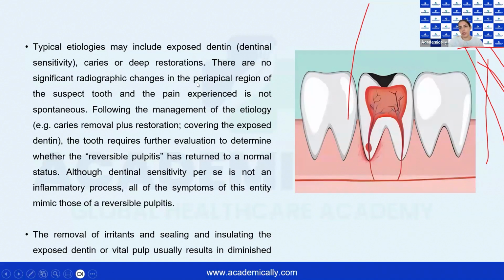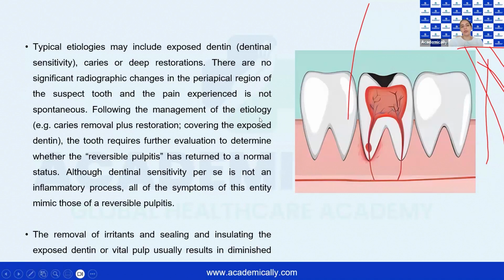Caries and deep restorations, definitely. If the pulp is not protected, it would lead to this reversible pulpitis. There are no significant radiographic changes in the periapical region. It is just at the level of the pulp. And the pain experienced is not very spontaneous. Not spontaneous in the sense that a patient sitting there having a conversation would not have pain. Spontaneous means by itself, there is no stimulus involved. So that is the nature, it is not spontaneous in reversible pulpitis.